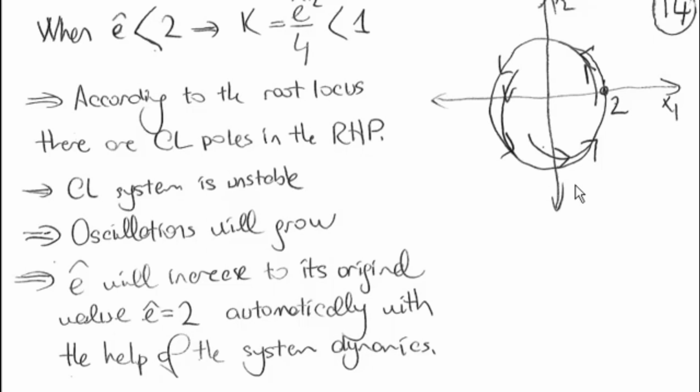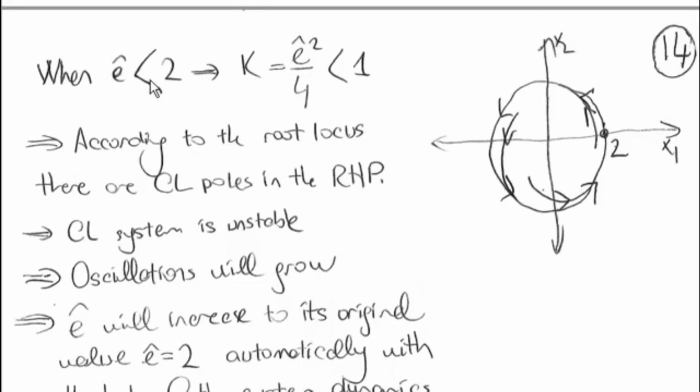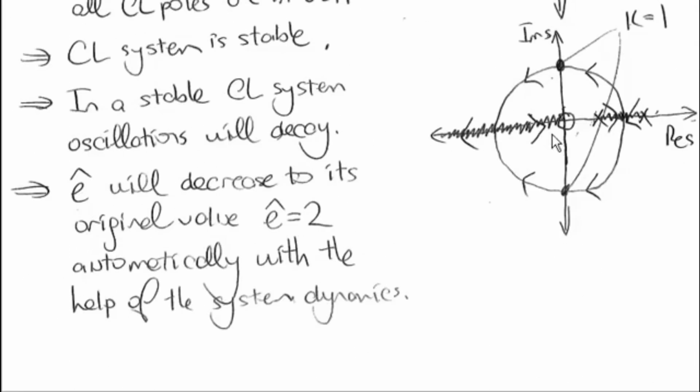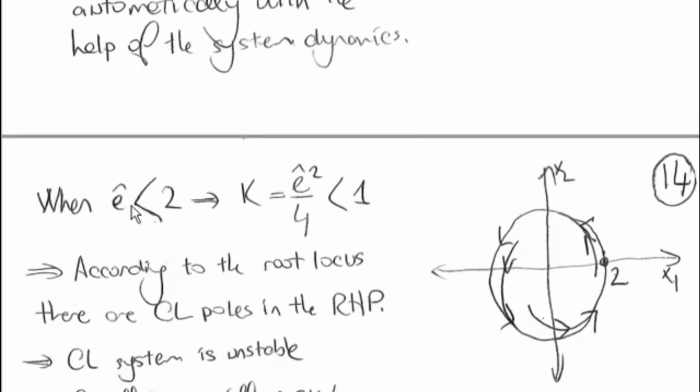So when can we conclude that oscillations are unstable? For example, if, when I make E hat smaller than 2, when k is smaller than 1, the system was unstable, then E hat would continue to get smaller and smaller. So in that case, we would get divergence from the oscillatory behavior.